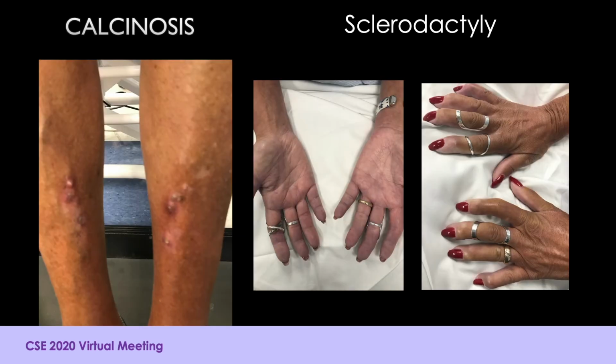You can see calcinosis with calcium deposition in her shins. In addition, she has sclerodactyly with thickened digits, acrocyanosis, and calcium deposition in her DIP joints. She underwent a number of investigations.